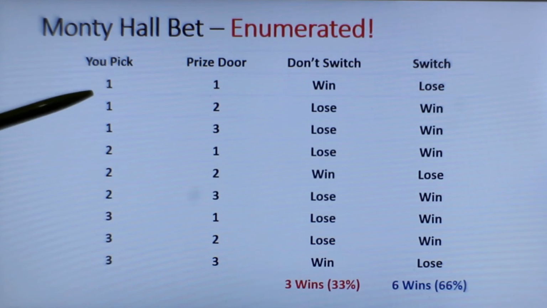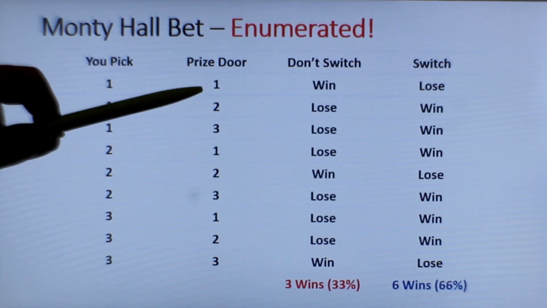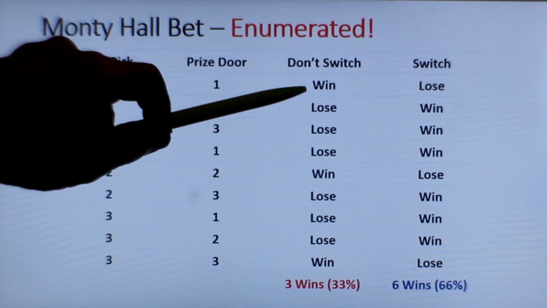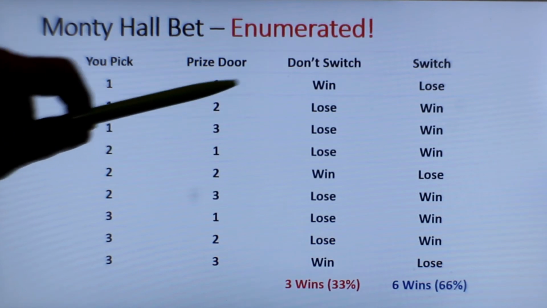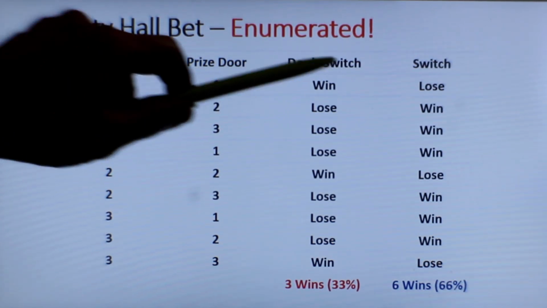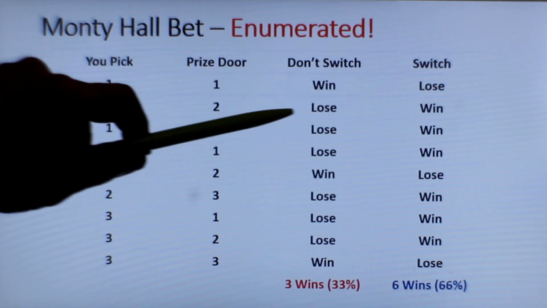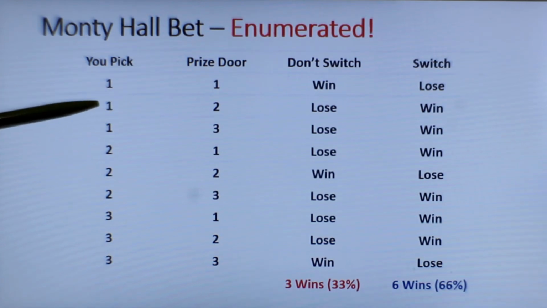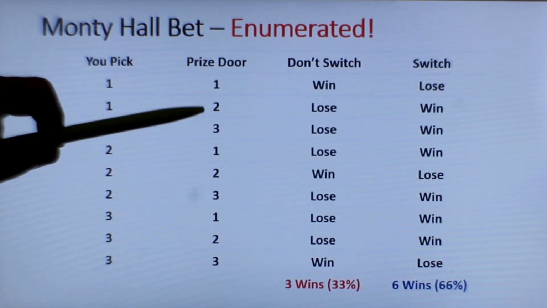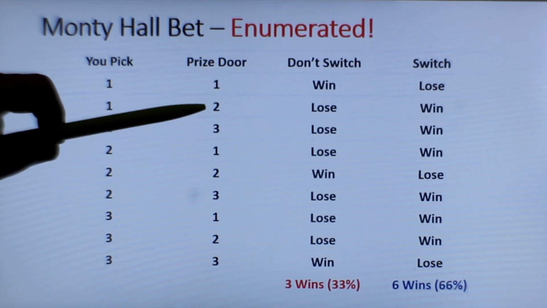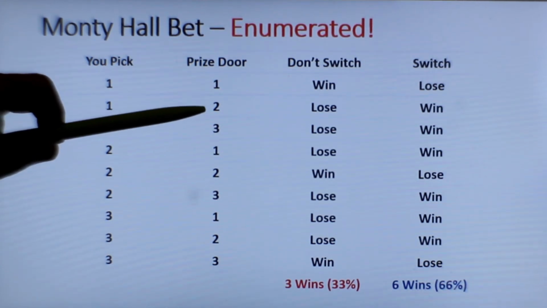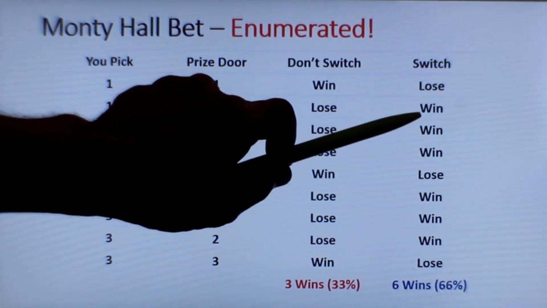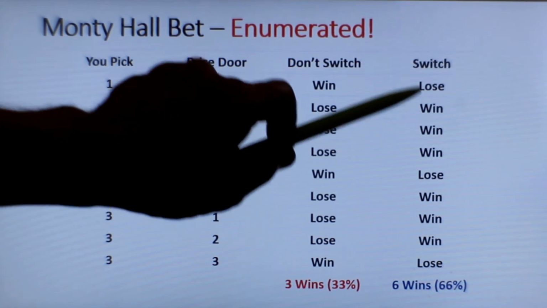Now you have picked 1. If the car is behind door number 1, and you don't switch, you will win. This is about analyzing whether you want to switch or not switch. So if you switch, you will lose. Again, the very fact that you have picked 1 and he has shown door 2, he is not going to open the door where the car is, so he will only show you a goat. That means choosing to switch will tell you that the car is behind door number 3 and you win.